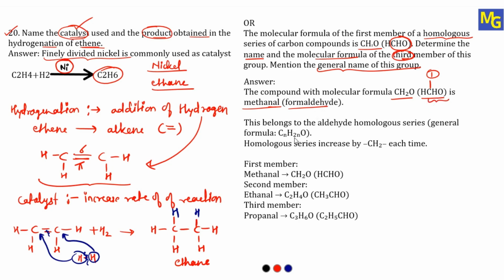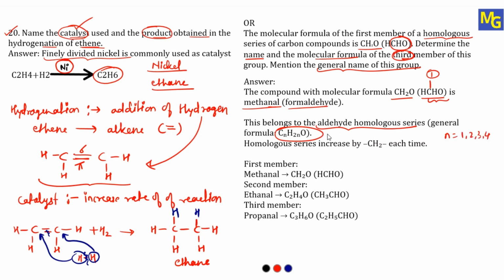This belongs to the aldehyde homologous series. So here they have asked to mention the general name. The homologous series of this group is called the aldehyde homologous series. And the general molecular formula is what? CnH2nO. So this is general. N can be any number. N can be 1, 2, 3, 4, etc. So it is a general formula for this.